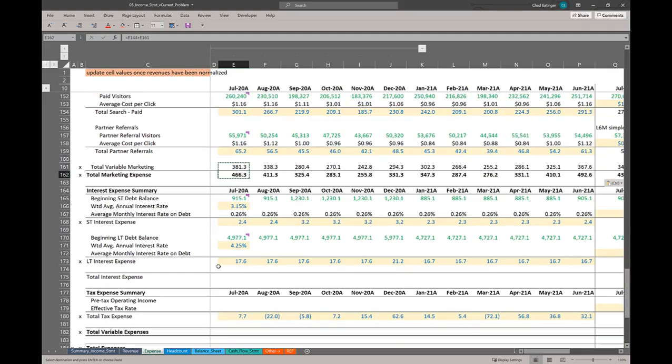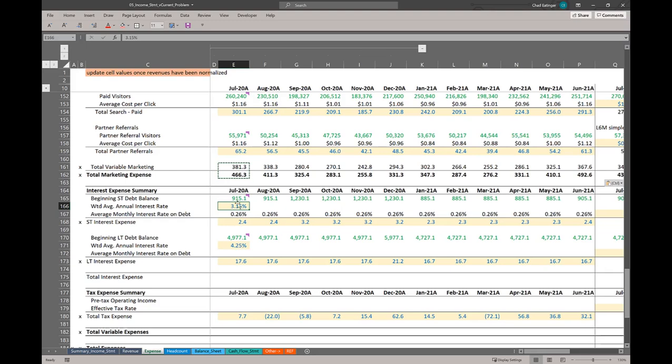All right, only two left. We have now the interest expense and tax expense left. So starting with interest expense, obviously this is going to be based on the amount of debt and the interest rate. And so what we've looked at is, in this case, using kind of a weighted average annual interest rate.